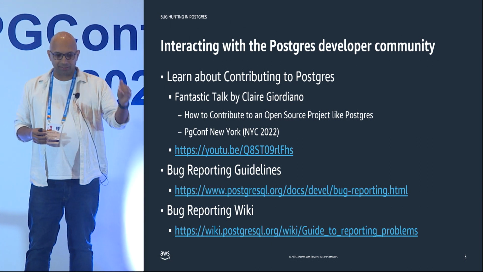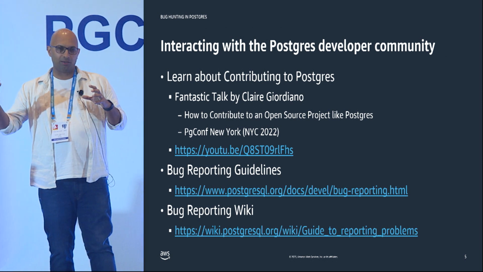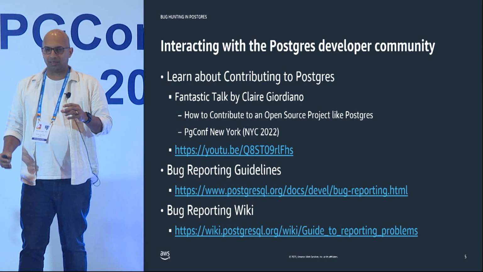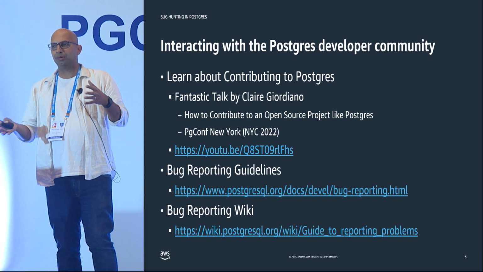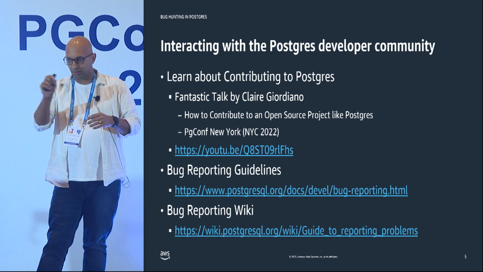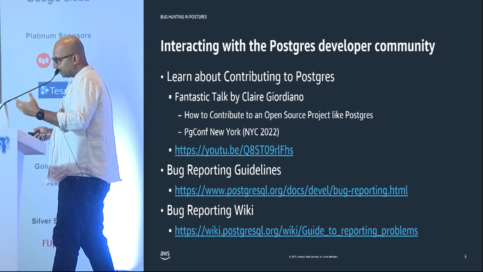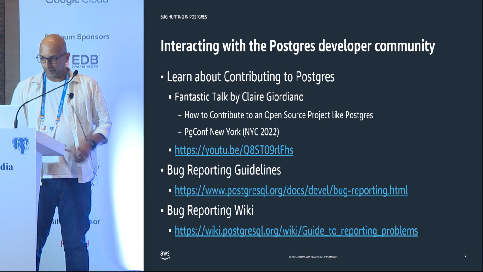There are bug reporting guidelines, which is like the Bible, and then there's a bug reporting wiki, which is like an orthogonal way of looking at the checklists. The public documentation is huge and large. You don't end up reading it. But a wiki is like, did you do this? Did you do this? And that's the wiki part. And I think that's a good checklist to go for when you're looking at reporting a bug.